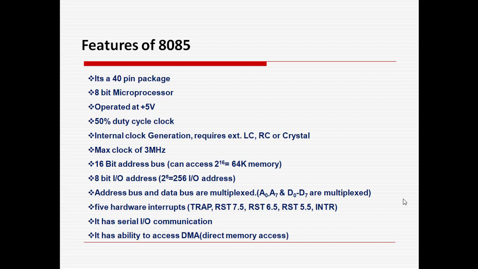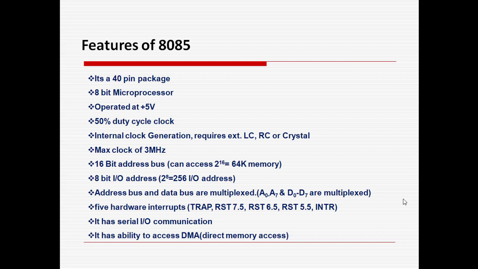In any microprocessor-based system, the microprocessor works using clock signals. Clock is important. Without a clock any microprocessor cannot perform. A 50% duty cycle clock means 50% on time and 50% off time. And it requires only an LC or RC or crystal to be connected externally for clock generation. The internal clock generation circuit is there in the 8085. Its maximum clock frequency is 3 MHz. The clock frequency decides the speed of the microprocessor. The 8085 microprocessor speed is 3 MHz.